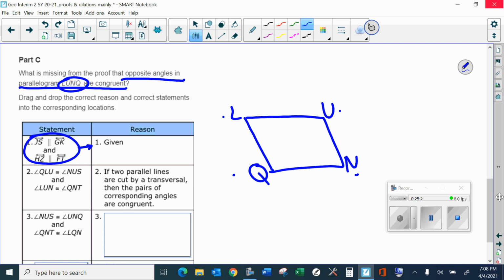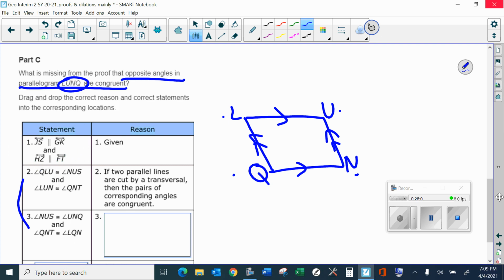What is missing from the proof that opposite angles in parallelogram LUNQ are congruent? Whoa. This first proof here looks completely messed up because they don't even have the right letters in step one. Here they have the right letters, and here they have the right letters. So they messed up on this. We know opposite sides are parallel. That's all it's saying. So they messed up on writing what it's supposed to be right there.